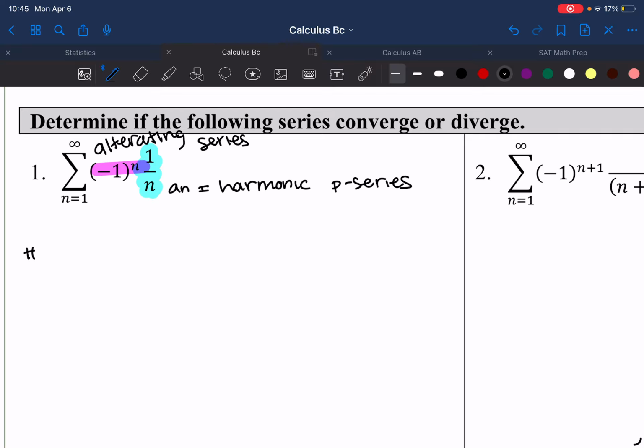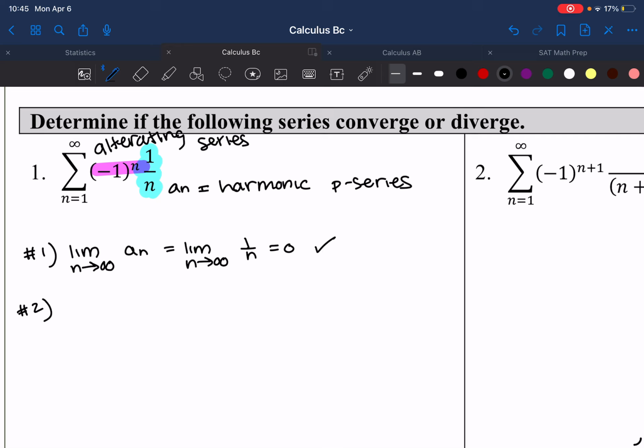So condition number 1, remember the limit as n approaches infinity of a sub n must equal 0. So this is the limit as n approaches infinity of 1 over n. We know for obvious reasons that that goes to 0. So the first condition is met.